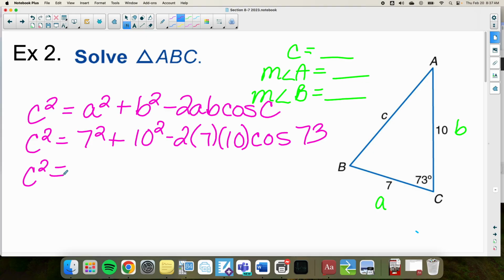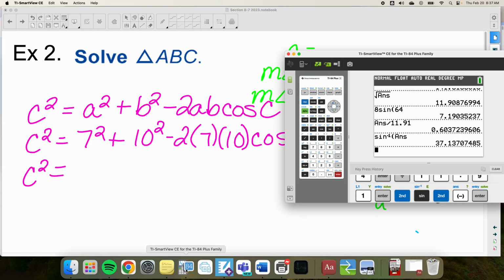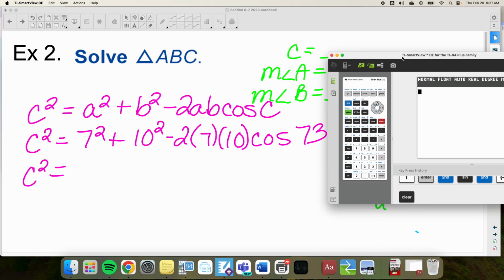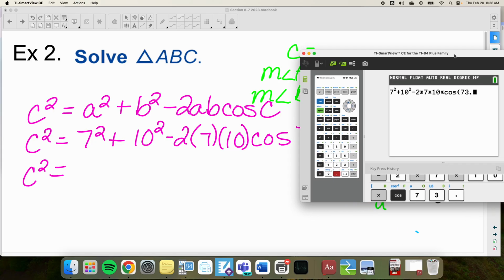Now, when I go to do this, do you get that I would punch that whole thing in, and then to find c squared, if it's c squared, how do I find c? Square root, right? So let's punch that whole thing in. It's 7 squared plus 10 squared minus 2 times 7 times 10 times cosine 73. Did you guys get 108.09? Okay. That is c squared.